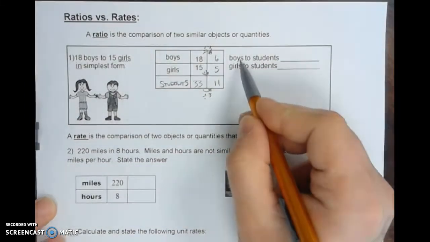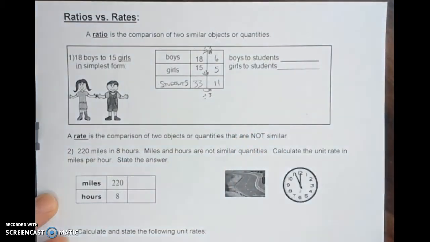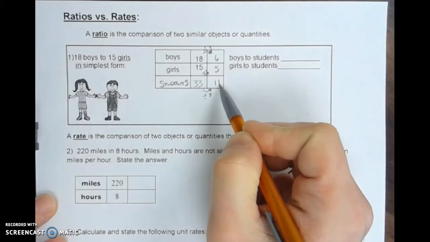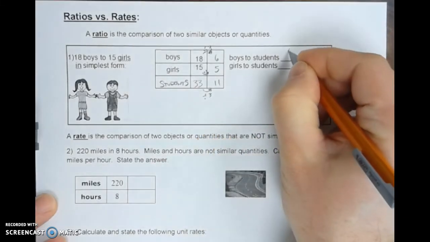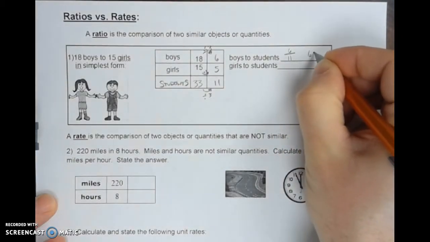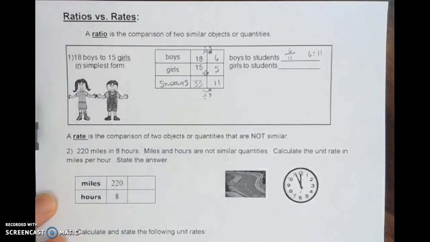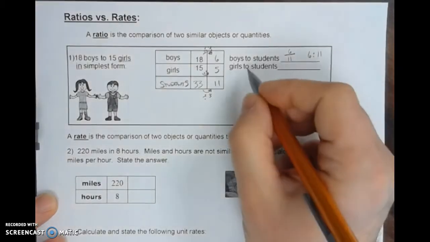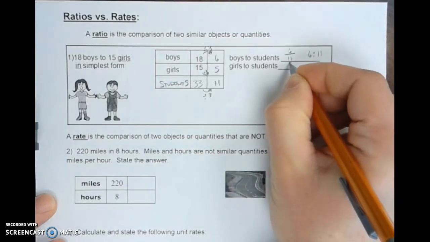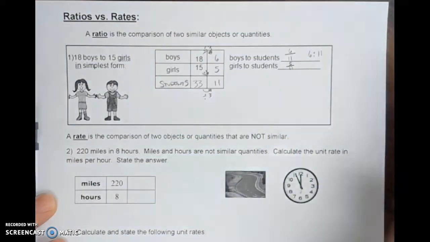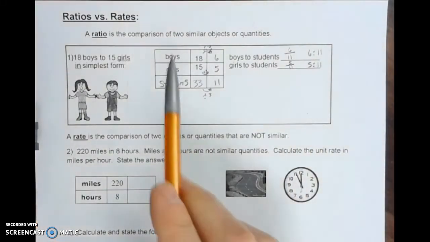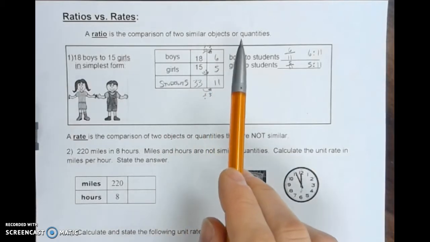So if I wanted to give the ratio of boys to students in simplest form, well, boys in simplest form was 6, students in simplest form was 11. I could write that as a fraction, 6 over 11, or I could write it 6 colon 11 like that. For girls to students, again in simplest form, girls was 5, students was 11. I could write the ratio 5 over 11 like so, or 5 colon 11 like that. So a ratio compares two similar objects or quantities.